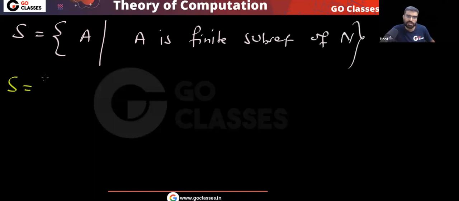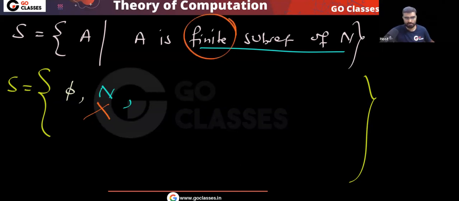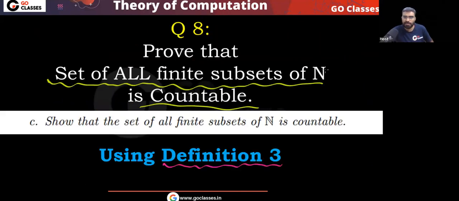So which type of elements do you have in this base set? For example, can I say you have phi? Yes, phi is a finite subset of N. Do you have N here? No, you don't have N here. N is the set of natural numbers. That is infinite. Is this clear?